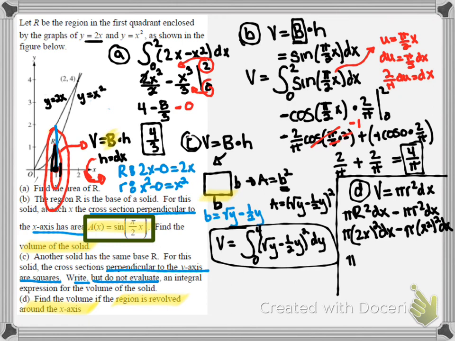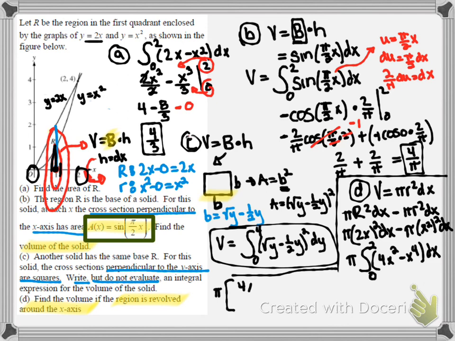So they both have a pi. I'm going to go ahead and factor out a pi, and I'm going to have 4x squared minus x to the 4th dx. And because it is horizontal, I'm going to be going from 0 to 2. Okay, so my antiderivative is going to be 4x cubed over 3 minus x to the 5th over 5, and I'm going from 0 to 2.